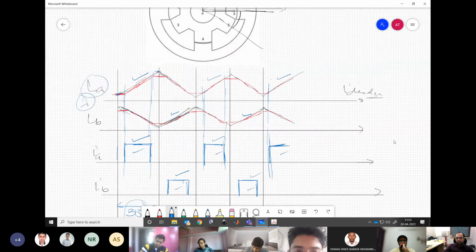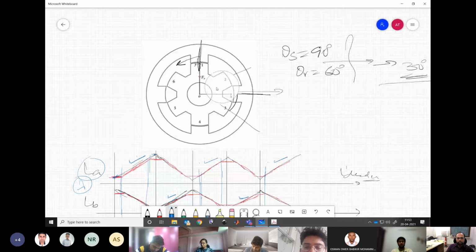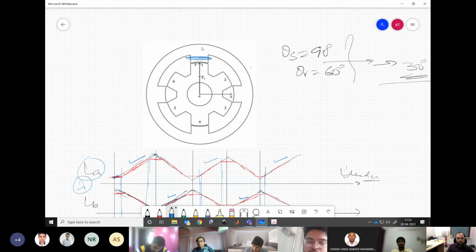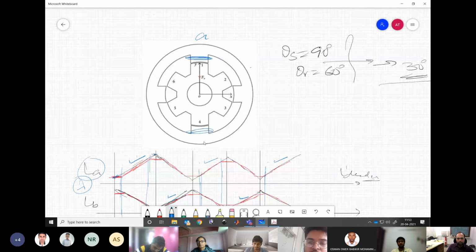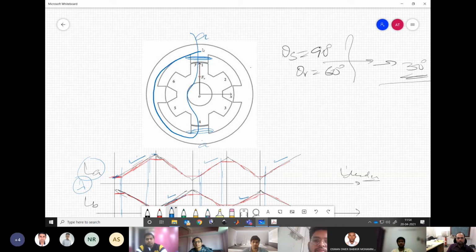Now, there are two coils for each phase, right? For A phase and B phase, there are two coils each. 4 poles are there. One coil here for phase A and one coil here for phase A. So how do we connect these two? Always what we do, we try to maintain the flux direction which forms a loop. Or it will go something like this.